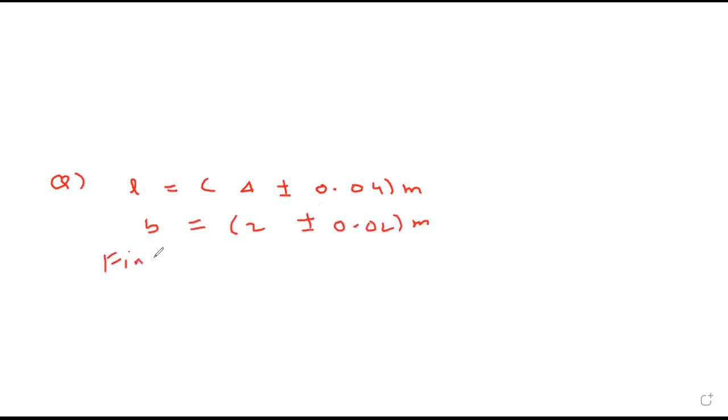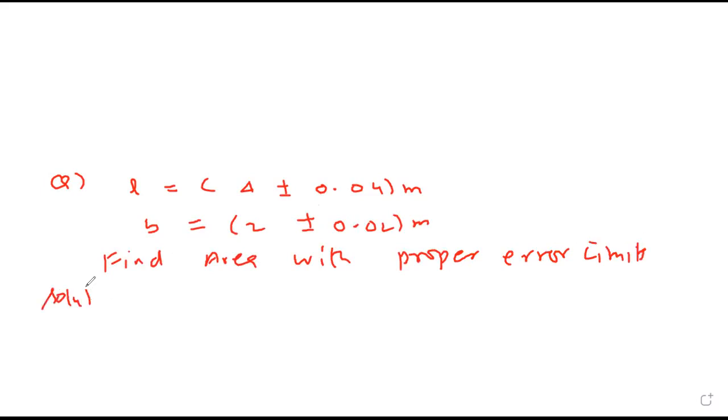Now, based on this information, we are starting a few numericals. Length equals 4 plus or minus 0.04 meter. And breadth is 2 plus or minus 0.02 meter. We have to find the area with proper error limits. Length given, breadth given, area we have to calculate.